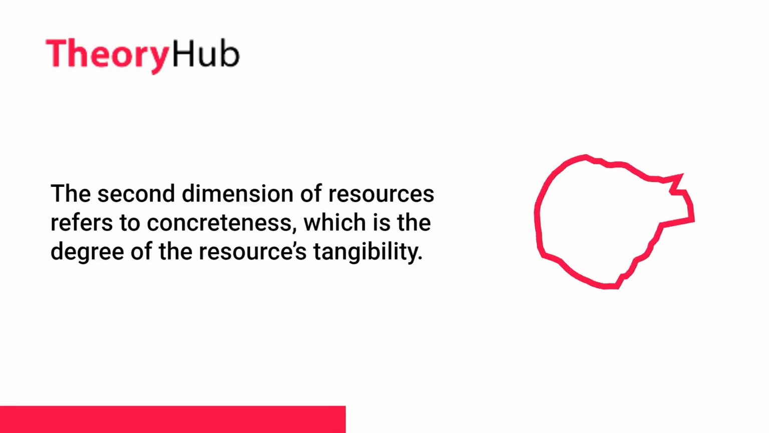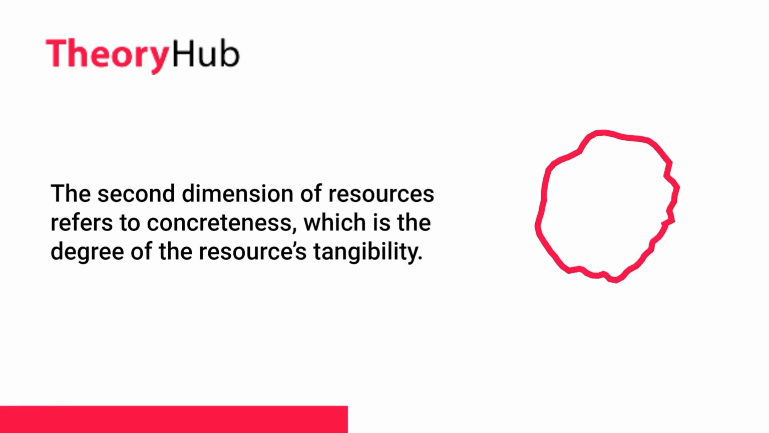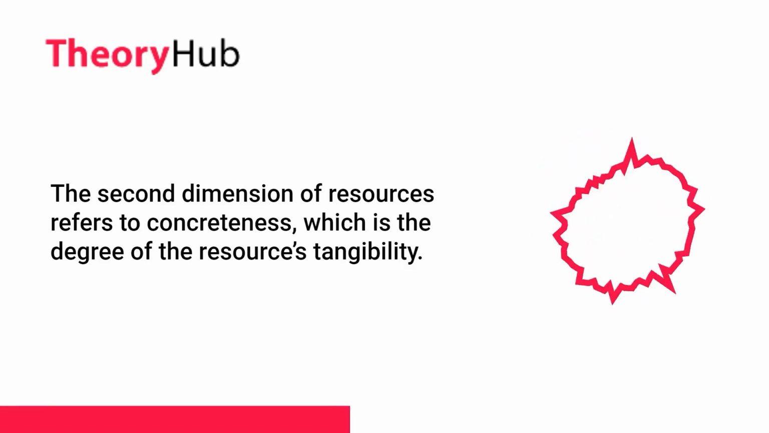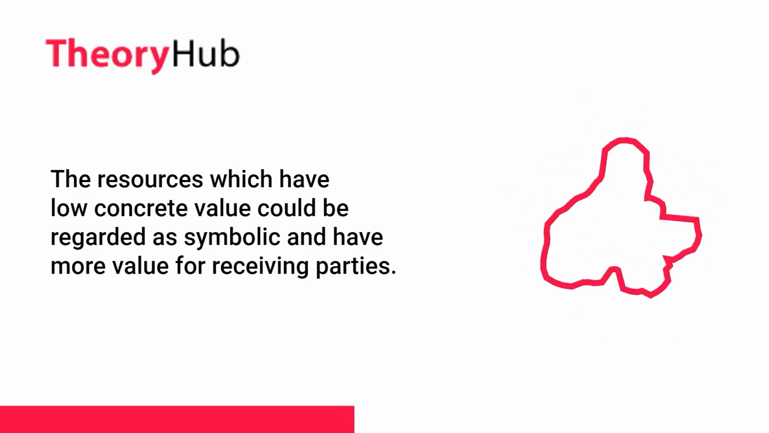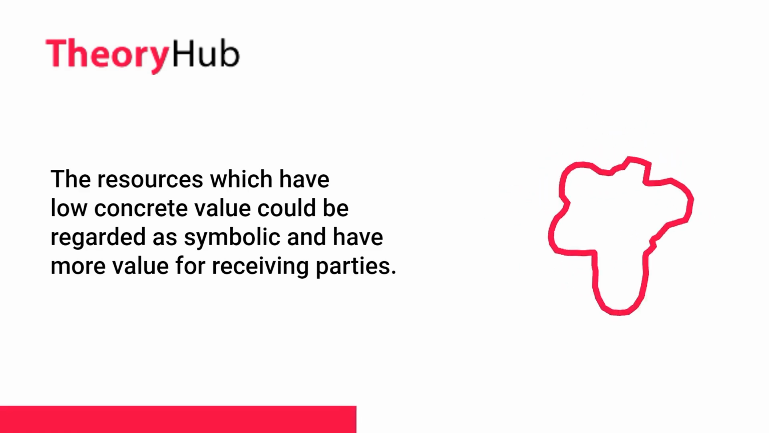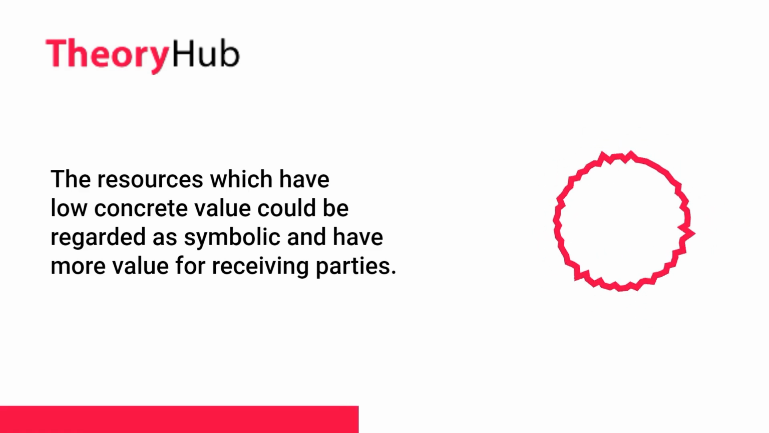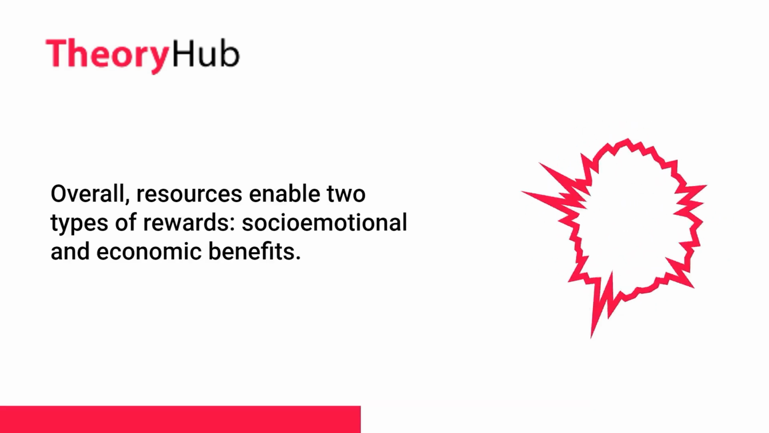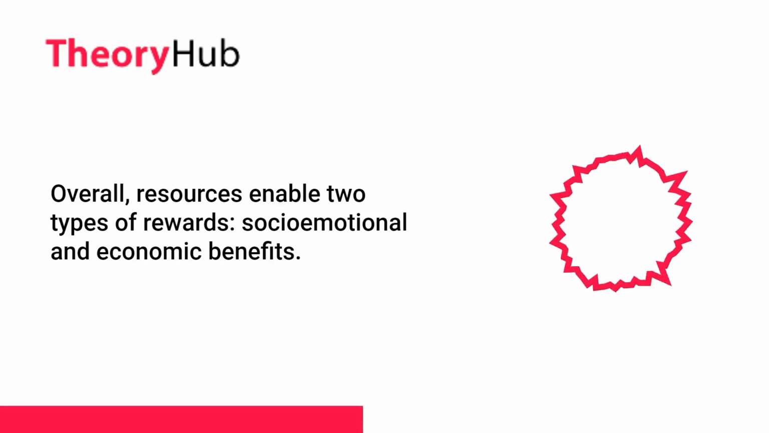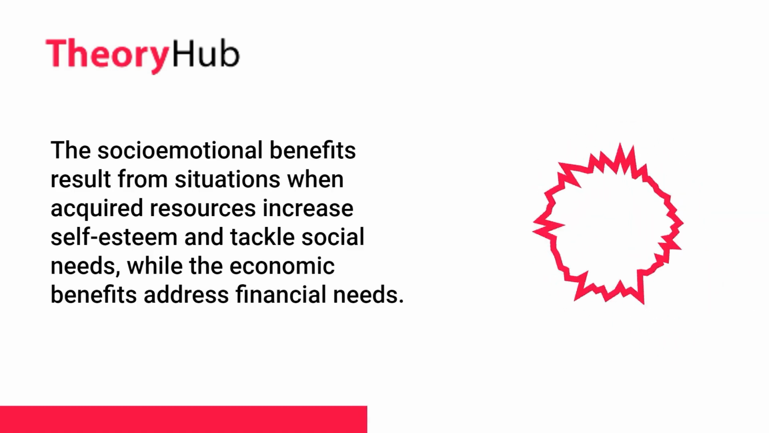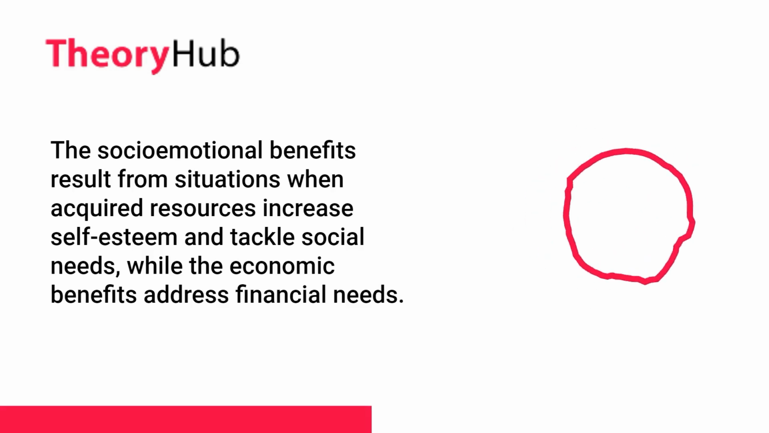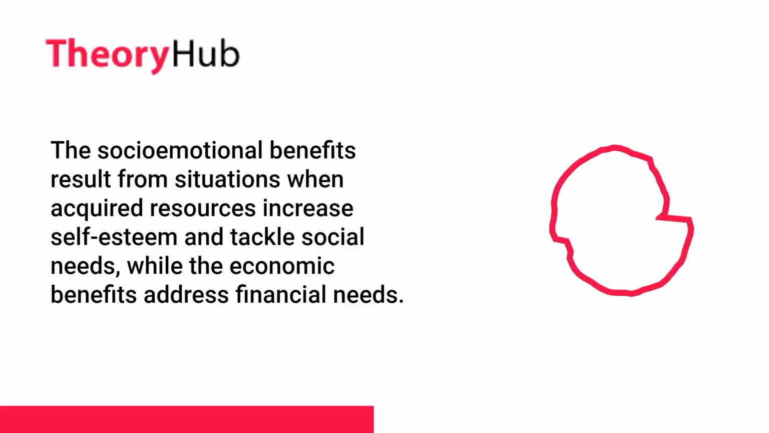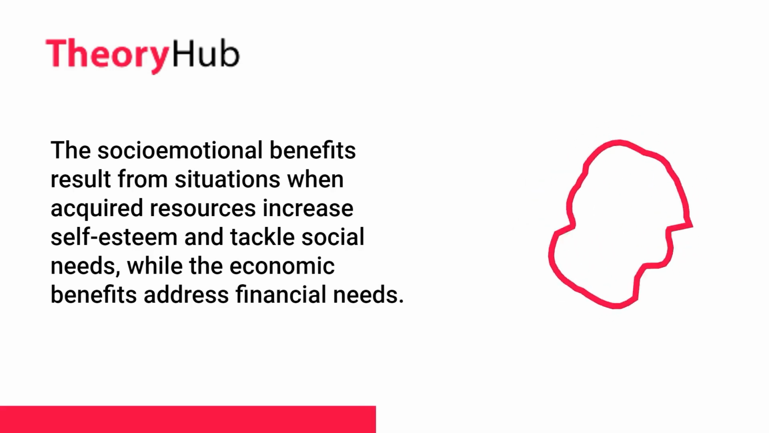The second dimension of resources refers to concreteness, which is the degree of the resource's tangibility. The resources which have low concrete value could be regarded as symbolic and have more value for receiving parties. Overall, resources enable two types of rewards: socio-emotional and economic benefits. The socio-emotional benefits result from situations when acquired resources increase self-esteem and tackle social needs, while the economic benefits address financial needs.